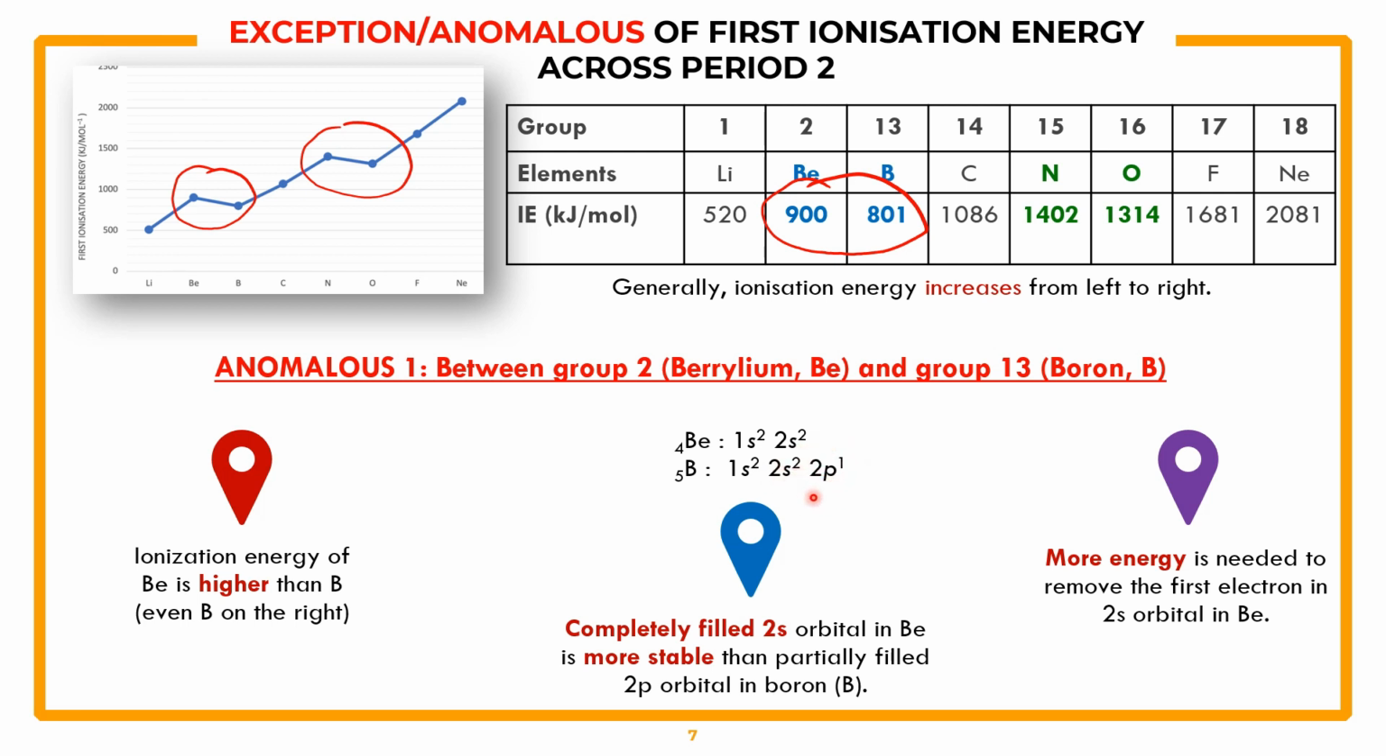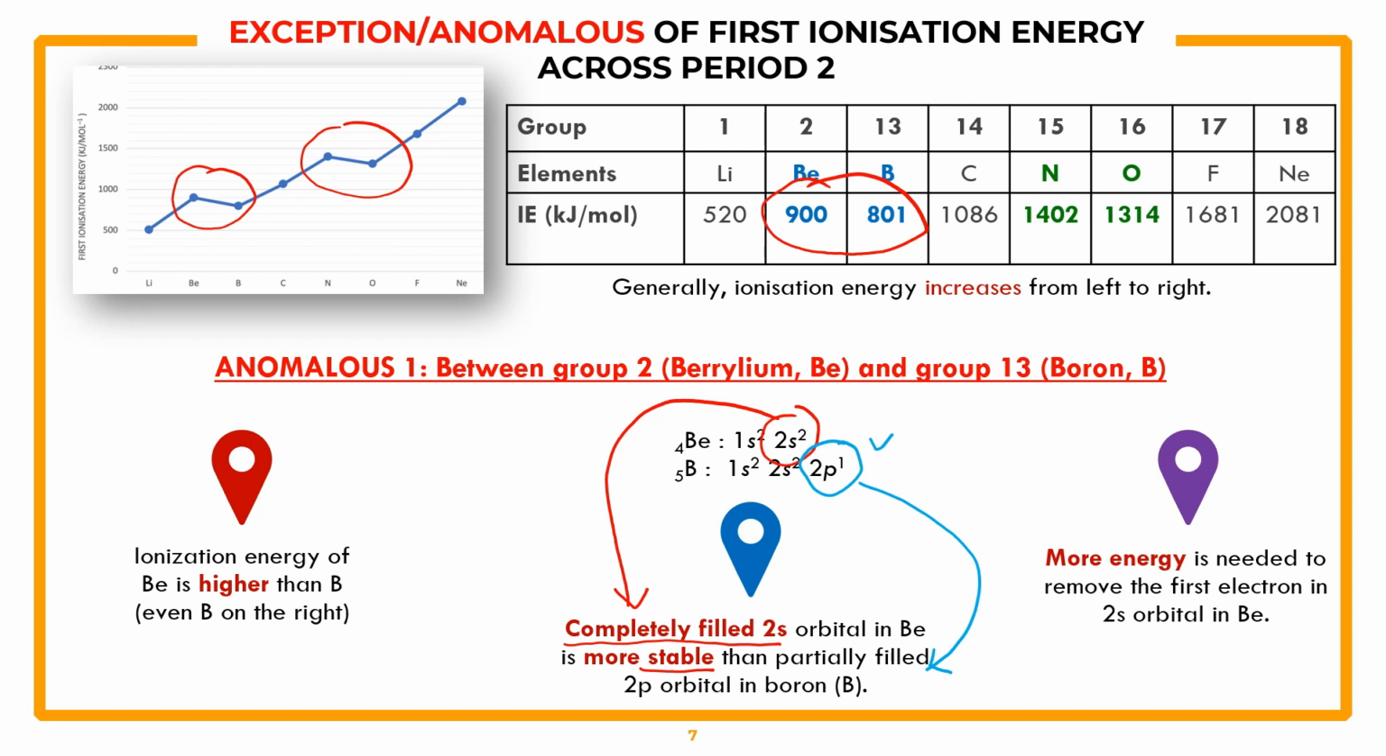So kalau awak lukis orbital diagram untuk 2p1 ini, okay, dengan bila awak compare orbital diagram untuk 2s2 di sini, you boleh nampak bahawa this 2s2 mempunyai completely filled 2s orbital. Dan 2p1 here mempunyai partially filled 2p orbital. So in terms of the stability, of course the completely filled 2s orbital is more stable than the partially filled 2p orbital in the boron.